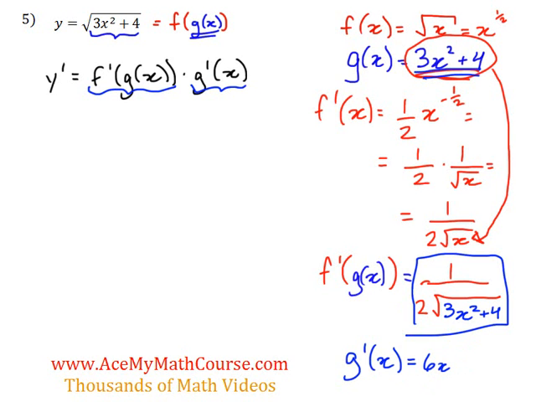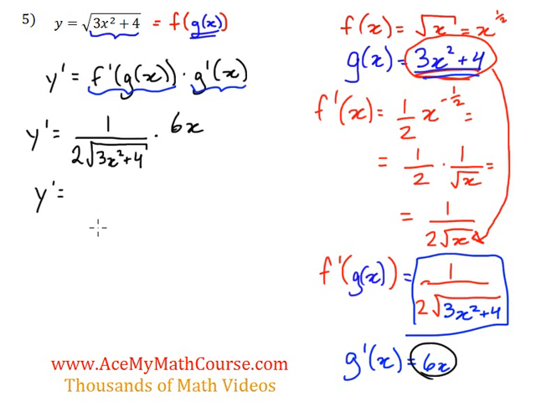Fantastic. So we already have the answer, don't we? Y prime will be just f prime of g of x, which will be 1 over 2 times the square root of 3x squared plus 4, which is all of this, right? And multiply it by g prime of x, which is just 6x.